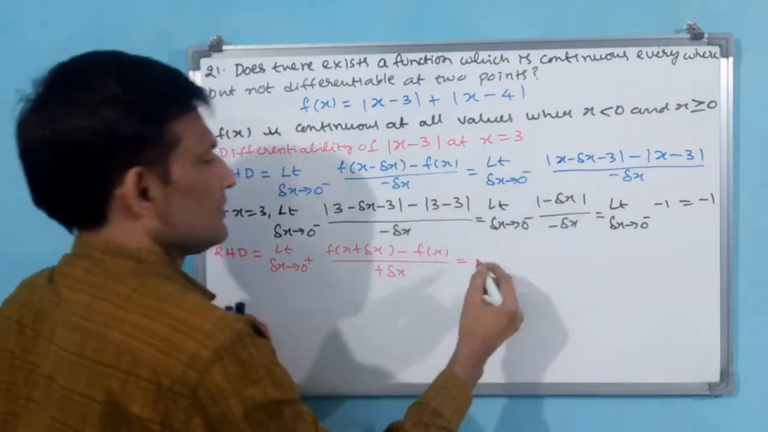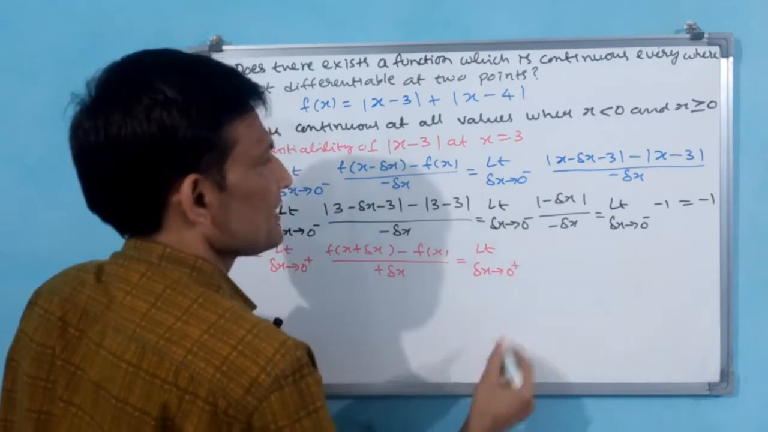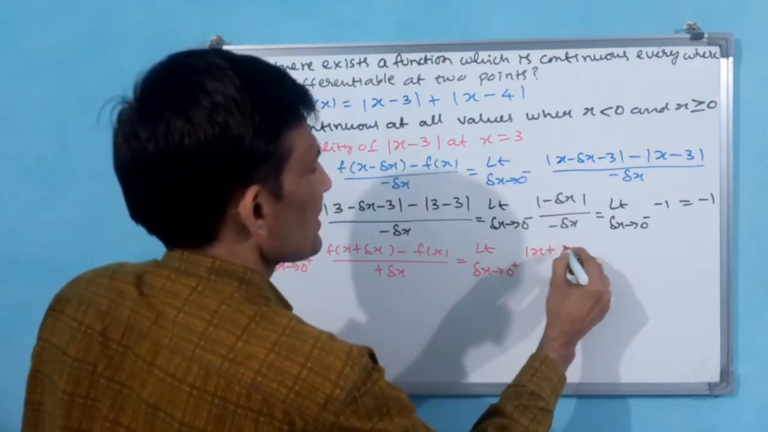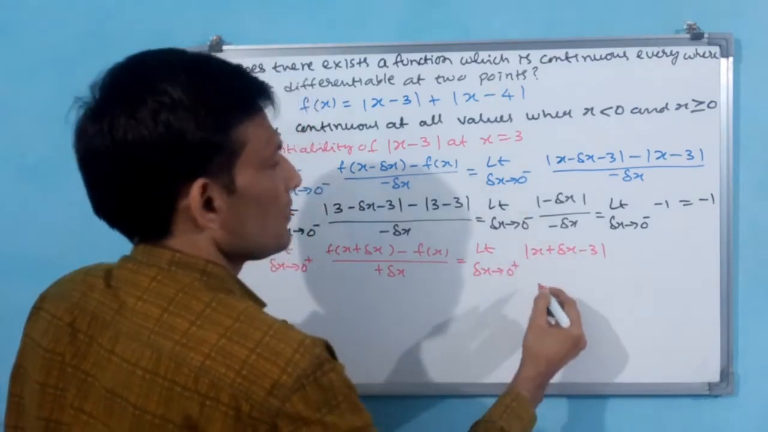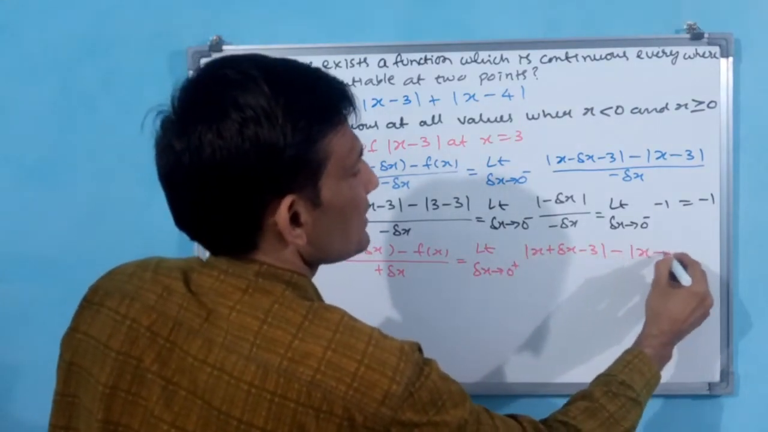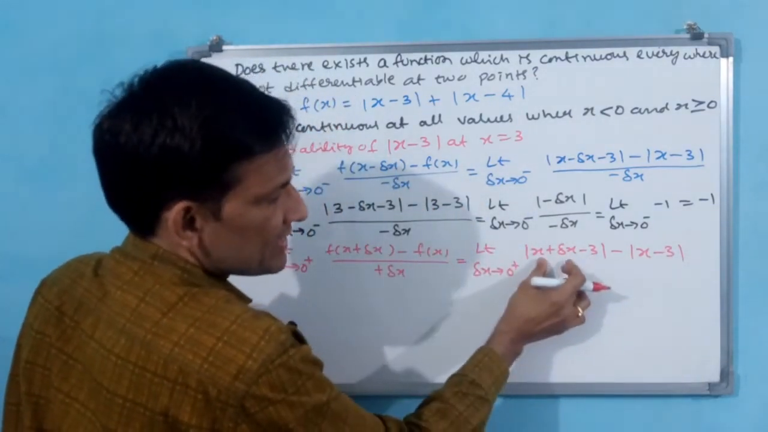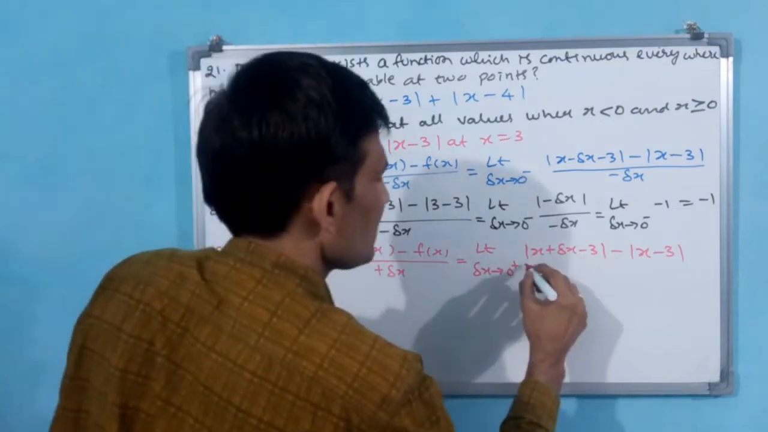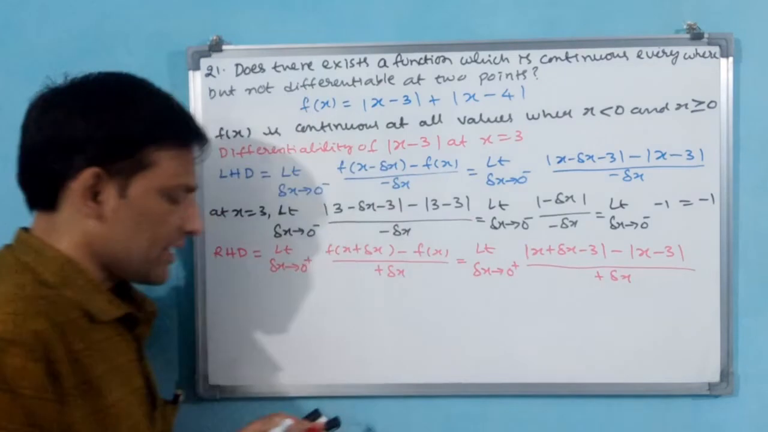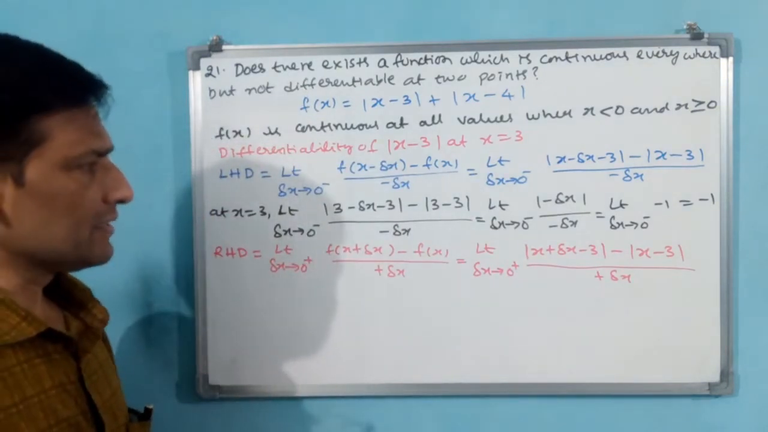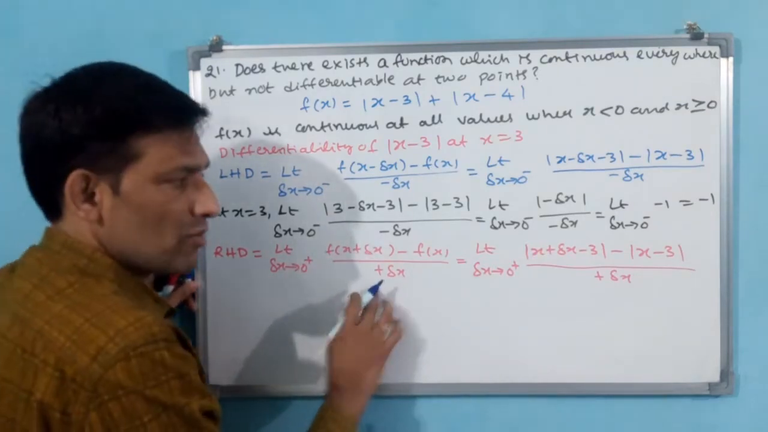Then you bring a function. Limit delta x tends to 0 plus |x plus delta x minus 3| minus |x minus 3|. Okay. See, the function is |x minus 3| only. Where x is there you are going to write x plus delta x. Then plus delta x. You write plus delta x only. Don't write only delta x. Why? Because you have to know the concept. See, this is the formula, this is the function.